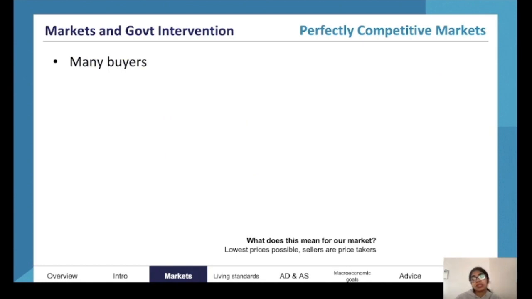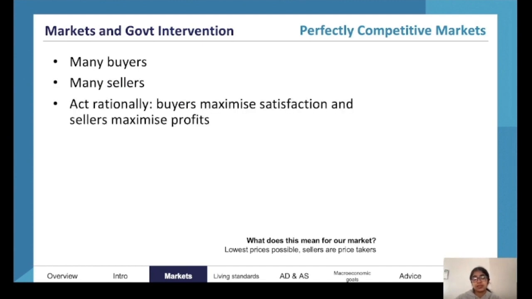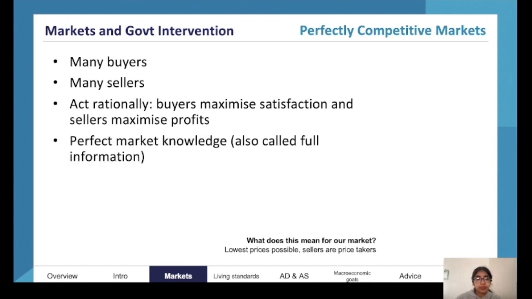So, in a perfectly competitive market, there are many buyers and many sellers. So, lots and lots of buyers, lots and lots of sellers. We assume that the buyers and sellers act rationally. So, the aim of the buyers is to maximize their satisfaction, so maximize their happiness with the product that they purchase. And the aim of the sellers is to maximize their profit. So, literally, to make as much money as possible.